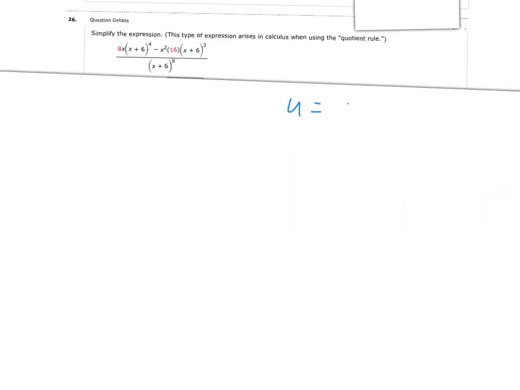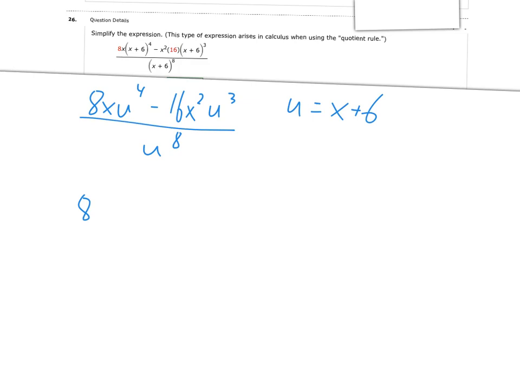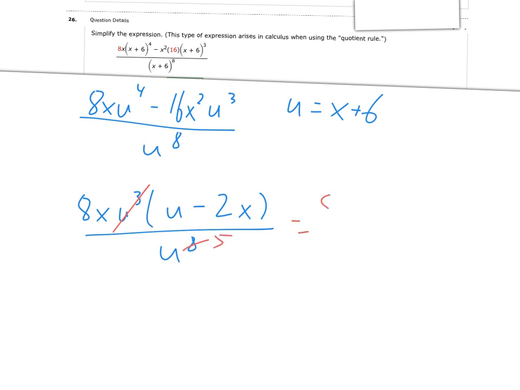All right, so this one I'm going to let u equal x plus 6, and we get 8x times u to the 4th minus, I'm going to go ahead and rearrange this as 16x squared u to the 3rd. And then I'm going to factor out here 8x and u to the 3rd, which leaves me with u minus 2x over u to the 8th. Now that this is factored out, I can reduce it down, and now I can plug back in. So I get 8x times x plus 6 minus 2x all over x plus 6 to the 5th.